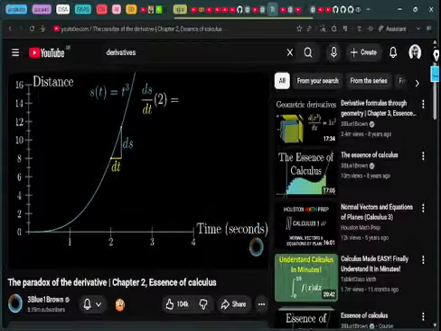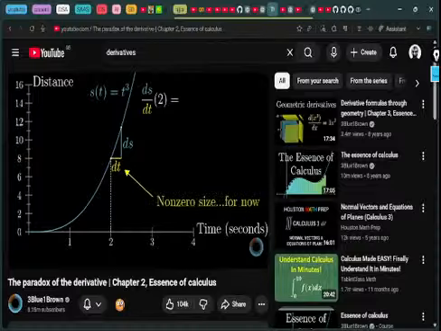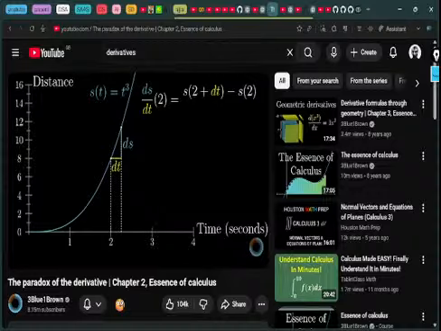Let's say you wanted to compute the velocity, ds divided by dt, at some specific time, like t equals 2. And for right now, let's think of dt as having an actual size, some concrete nudge. We'll let it go to 0 in just a bit. The tiny change in distance between 2 seconds and 2 plus dt seconds, well, that's s of 2 plus dt minus s of 2. And we divide that by dt.